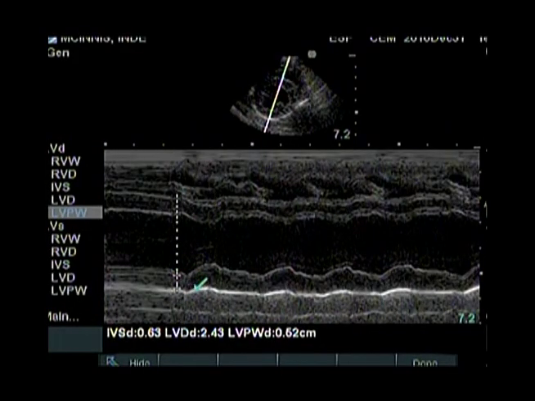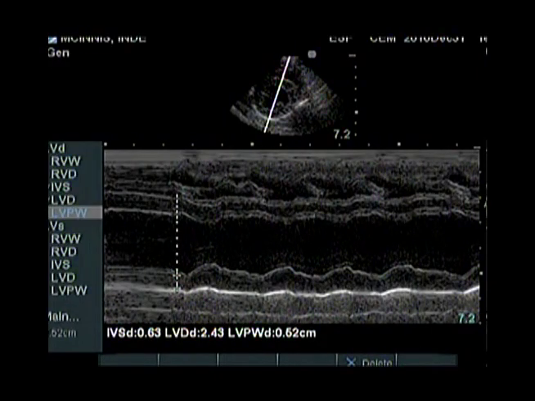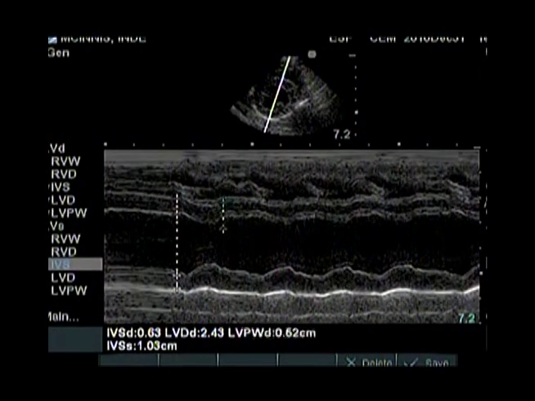Next, systolic measurements of the septum, left ventricle, and left ventricular free wall are made. Again, avoid including papillary structures in the measurements. Remember, systole is ventricular contraction, and the measurements are made of the muscle walls at their thickest points.